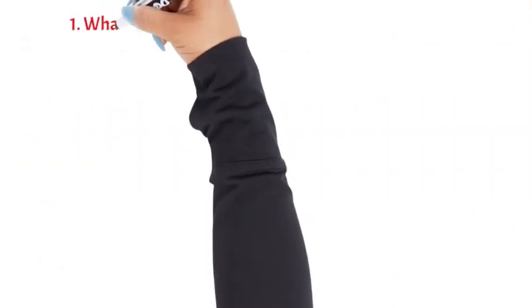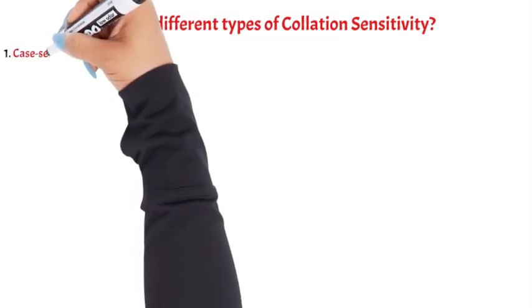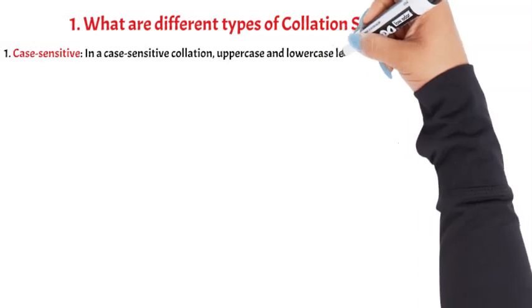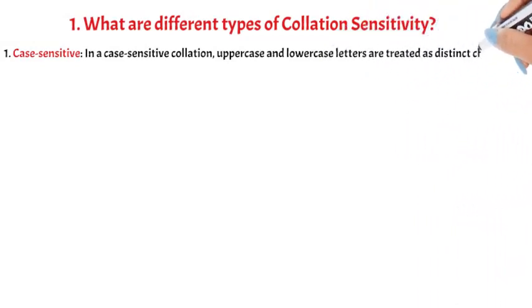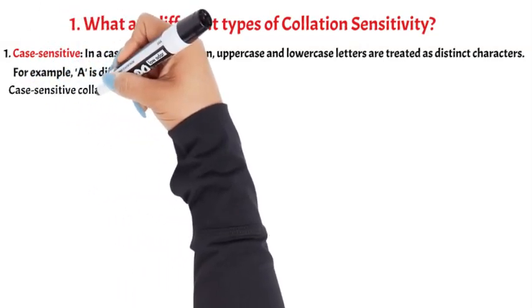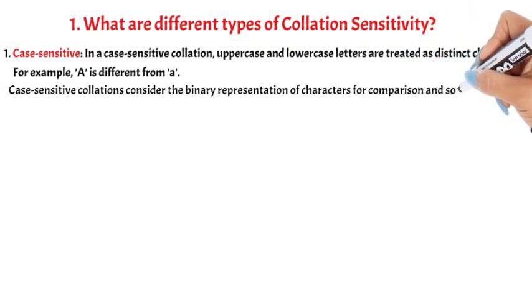1. What are different types of collation sensitivity? 1. Case-sensitive. In a case-sensitive collation, uppercase and lowercase letters are treated as distinct characters. For example, 'A' is different from 'a'. Case-sensitive collations consider the binary representation of characters for comparison and sorting purposes.